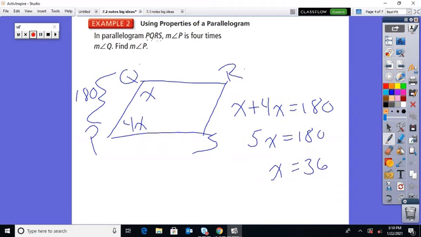Once you have that, they're looking for the measure of angle P. So the measure of angle P would be 4 times 36, or 144.